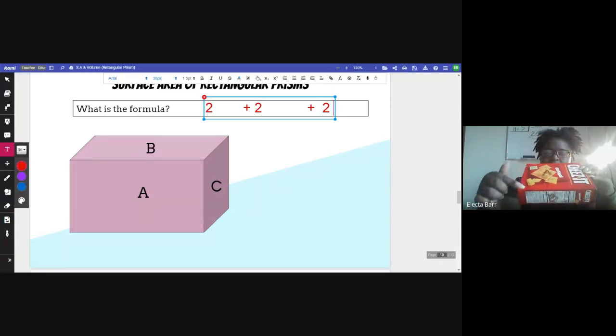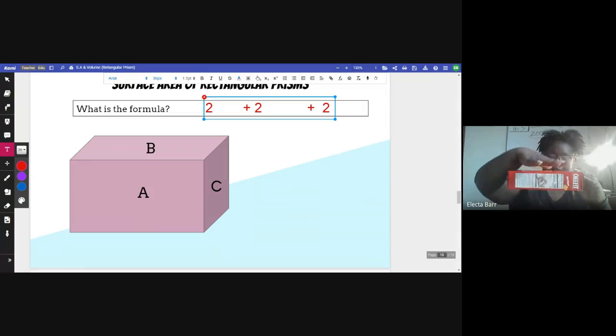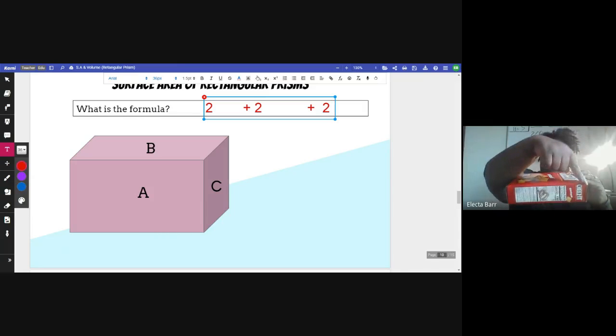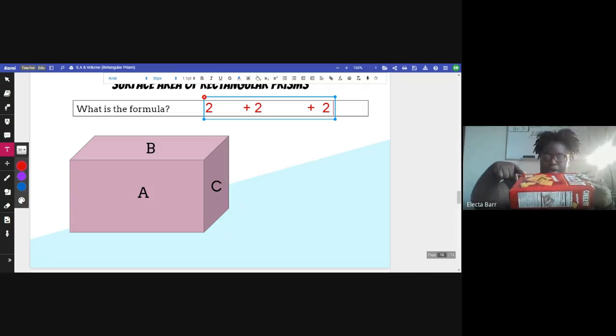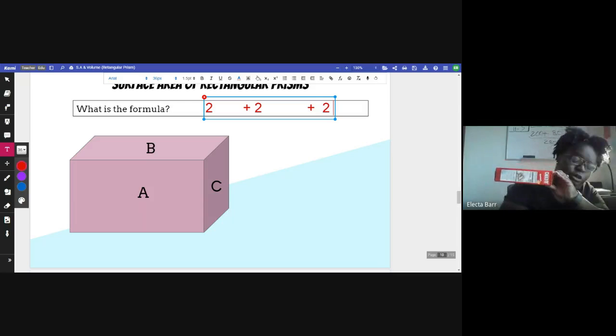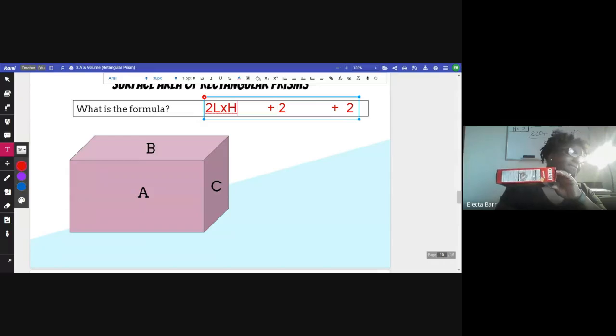So let's look at A. When I look at A, which is the top, right? My A only involves how long it is and how wide it is, right? Just this top surface, we're only trying to figure out what A is. I only want to do my length times my width. Does everybody see what I'm saying? Even if I'm looking at the bottom A, it's always the length times the width. So for that 2, I'm going to say L times W. Sorry, not H, W.